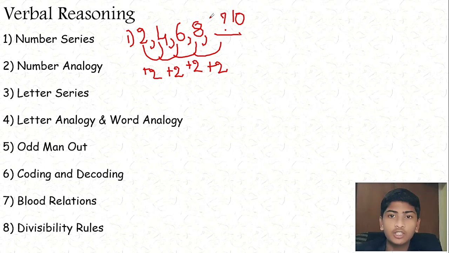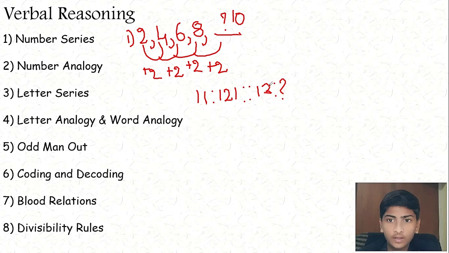Next, number analogy. Number analogy is in the form of ratio and proportion. Like 11 is to 121 as 13 is to question mark. Here they have given some relation between 11 and 121. Then if here it is 13, what will be the relation of 13 and the next number? For 11, the relation is 11 squared is 121. Next, 13 squared is 169. That's it. In the place of the question mark the answer will be 169.